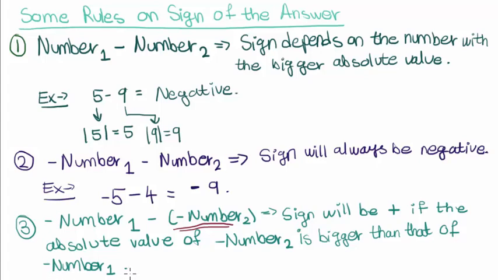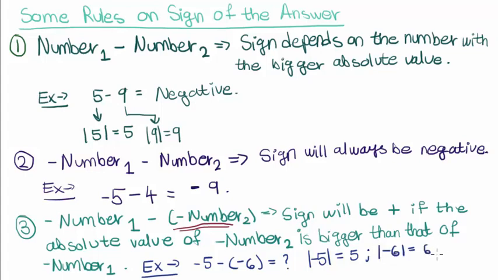Now let's do a simple example of this problem. Let's say I have the problem -5 minus -6. What will be the sign of my answer? I know that the absolute value of -5, which in this case is negative number 1, is 5. At the same time, I also know that the absolute value of -6 is 6. Since this is the case, the absolute value of negative number 2 is greater than that of negative number 1. According to this rule, the sign of my answer will be positive.